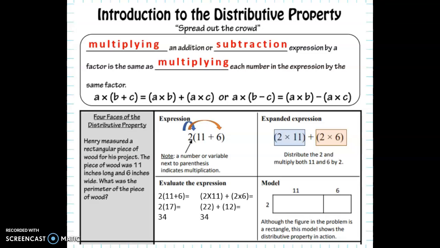The model shows an example of how you can draw out the distributive property. Notice the two rectangles. 2 times 11 would give you the area of the first rectangle. 2 times 6 would give you the area of the second rectangle. Add the two together, you get the area of the whole rectangle. Or you can approach it as adding the two lengths together, 11 plus 6, then multiplying it by the height.